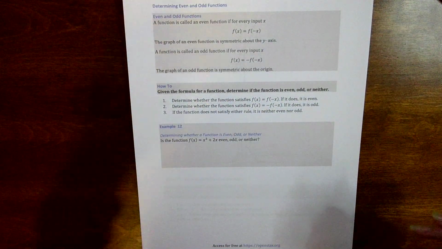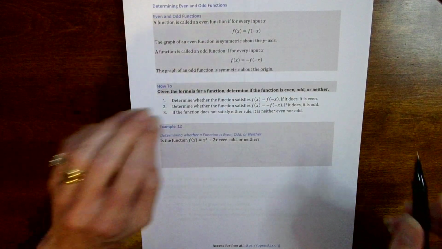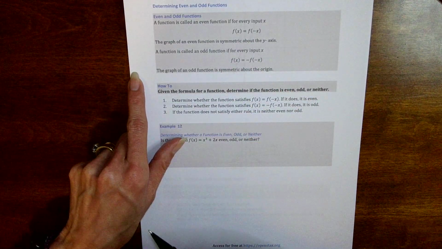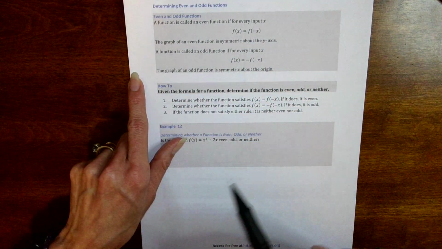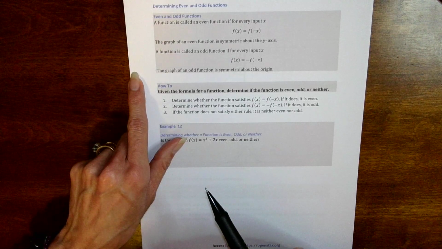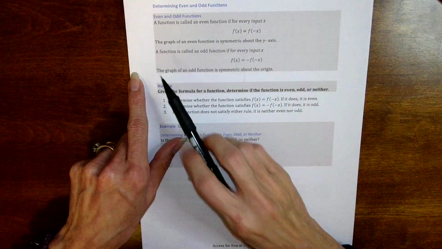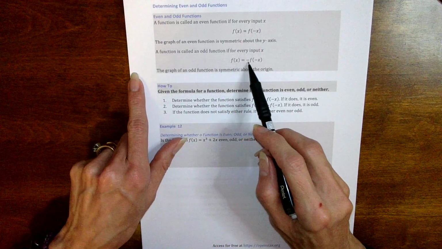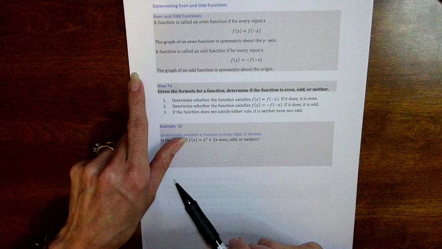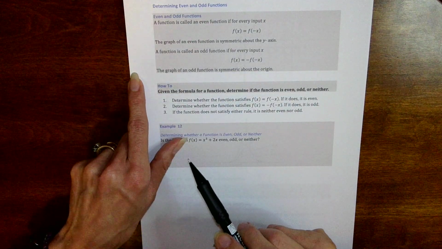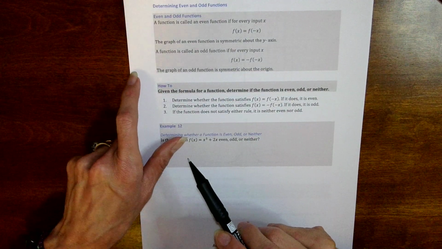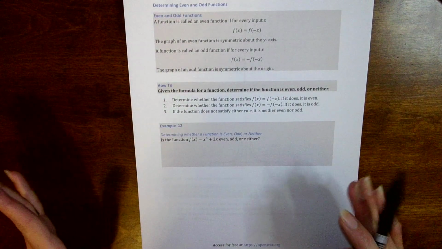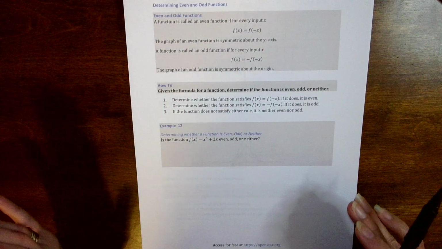Alright, so a function is called an even function if every time I replace x with -x, I get the same number. The graph of an even function is symmetric about the y-axis, meaning the y-axis cuts it in half. A function is called an odd function if for every input f of x equals -1 times f of -x. And the graph of an odd function is symmetric about the origin. It can be odd, it can be even, or it can be neither even nor odd.